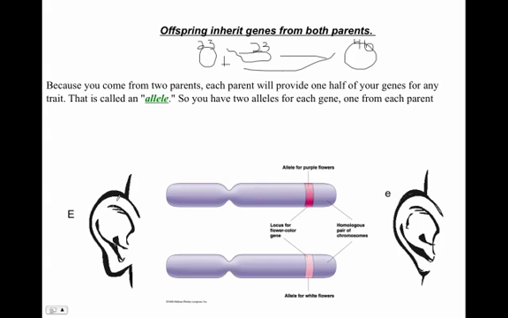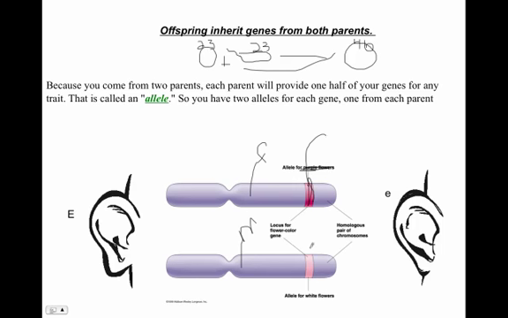Let's take a trait like earlobes. Your earlobes can come in one of two forms. They can be unattached from the skin here, or they can be attached. And with our chromosomes, we get one from our father and we get one from our mother. And somewhere along a chromosome, which is coiled up DNA, there might be a spot for a gene.